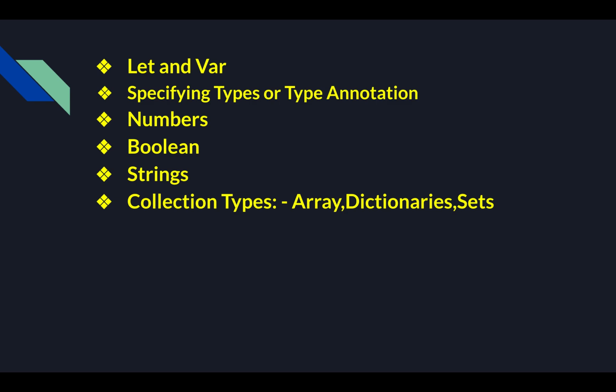First of all, we will start with let and var. They are used to define any variable. Specifying types or type annotation, we will be learning what a type annotation or specifying type is. We will be learning numbers, boolean and strings. We will be learning the collection types. Collection types include array, dictionary and set. So we will be learning array, dictionary and set here.